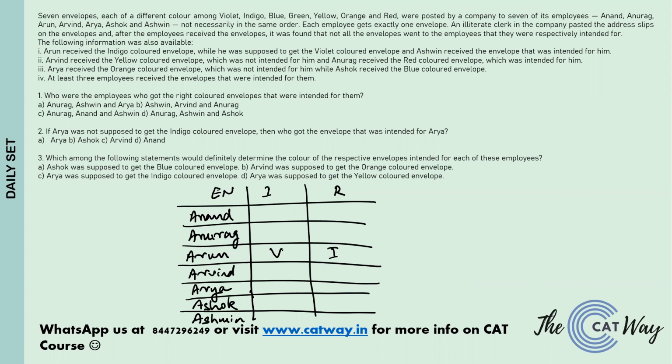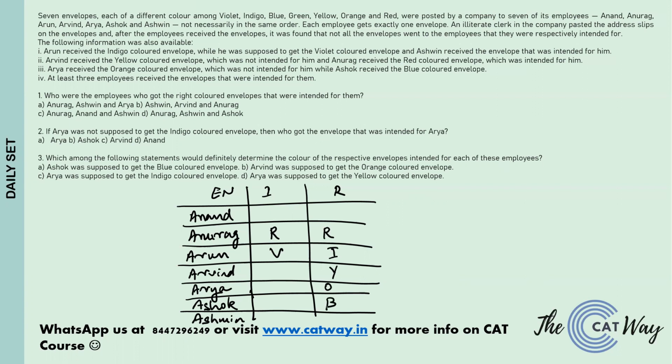So that is given. Now Arvind received the yellow color envelope, which was not intended for him. And Anurag received the red color envelope, which was intended for him, so Anurag will also have red intended and red received. Now Arya received orange color, which was not intended for her, while Ashok received the blue color.